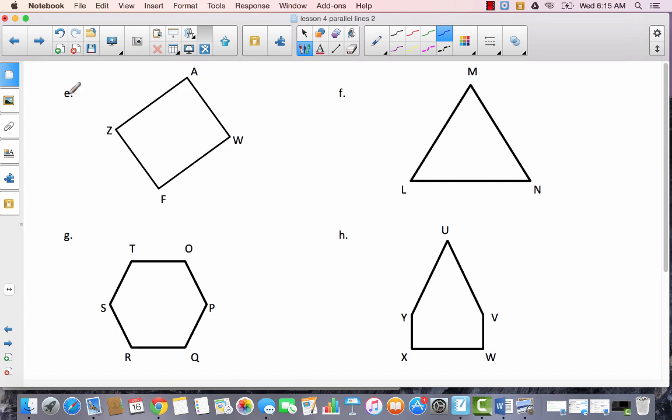All right, so I'm going to go ahead and circle figure E because I do see some parallel line segments. This line segment is parallel to this line segment, and this line segment is parallel to this line segment. So I'm going to say line segment ZA is parallel to line segment FW, and line segment ZF is parallel to line segment AW. Now when I look at this triangle, it has no parallel lines, so I didn't have to do anything to that.